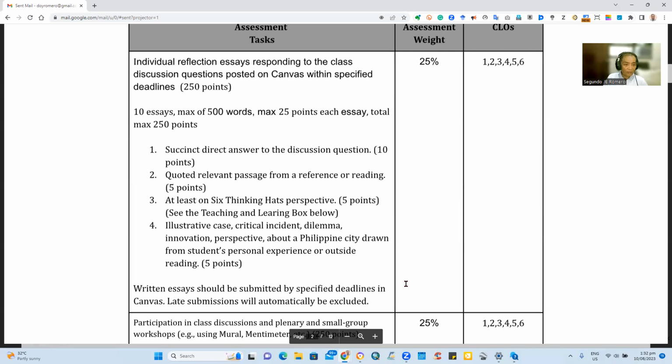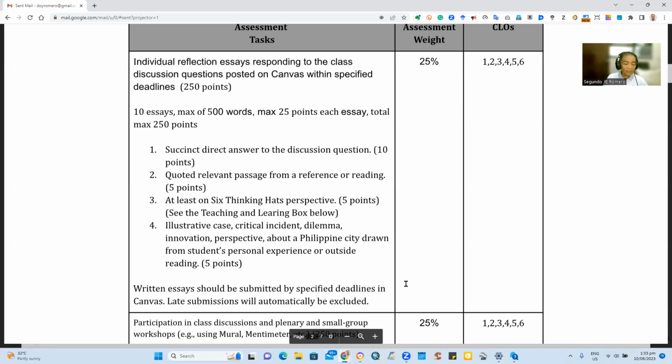Number 4, provide an illustrative case or critical incident or a dilemma or problem, innovation, perspective about a Philippine city that is drawn from your personal experience or outside reading. So you may bring in material that you learned about in some other class, or maybe the hometown where you grew up in. So provide that perspective, and that makes up 10 plus 5 plus 5 plus 5 makes 25 points.